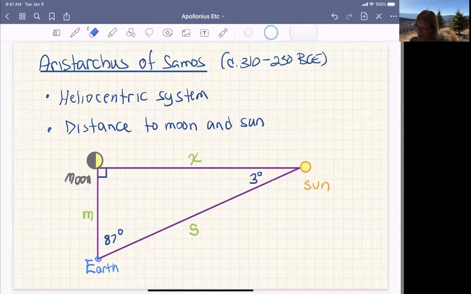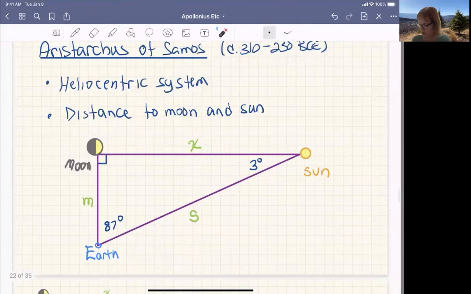this picture where, so here's the moon. And so from the point of view of the earth, this is going to be a half moon. And then measuring this angle, it's 87 degrees. Of course, they didn't use degrees. And this is 3 degrees. They had other ways of dealing with it using ratios.